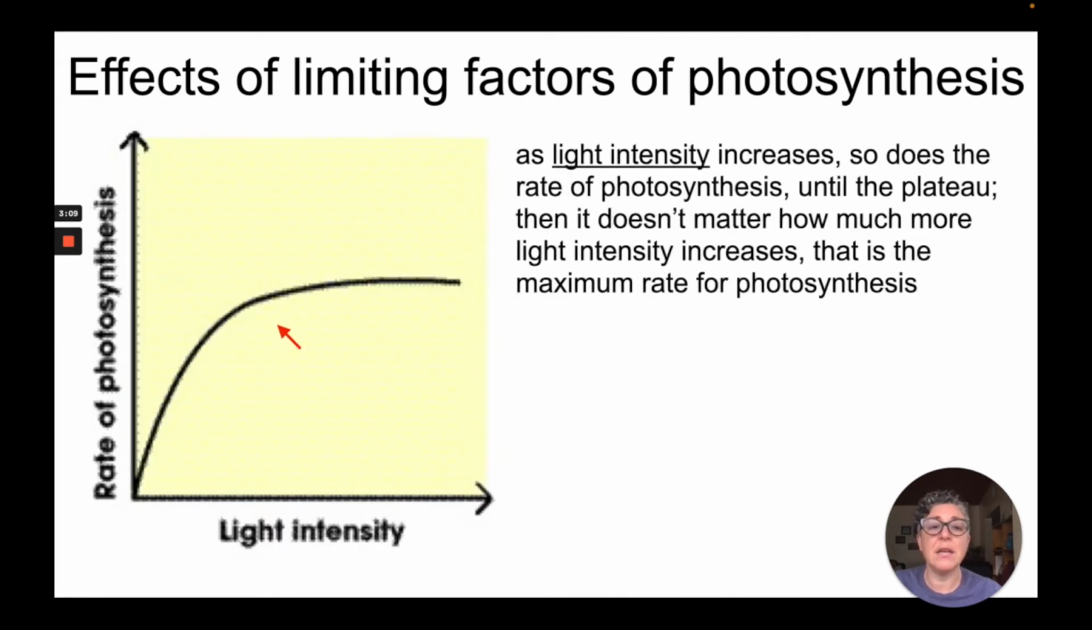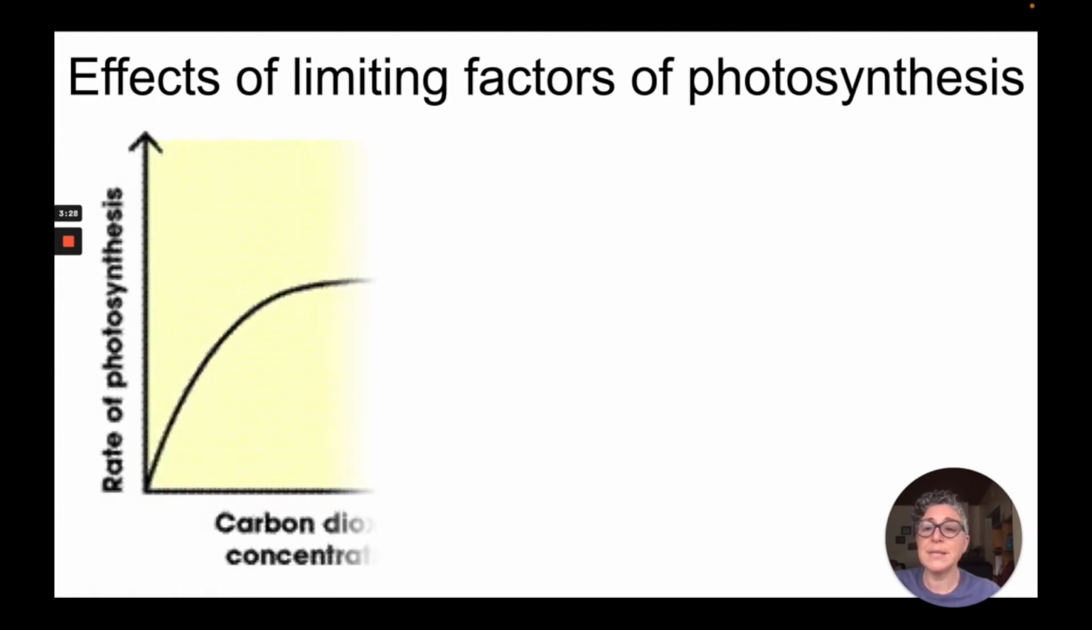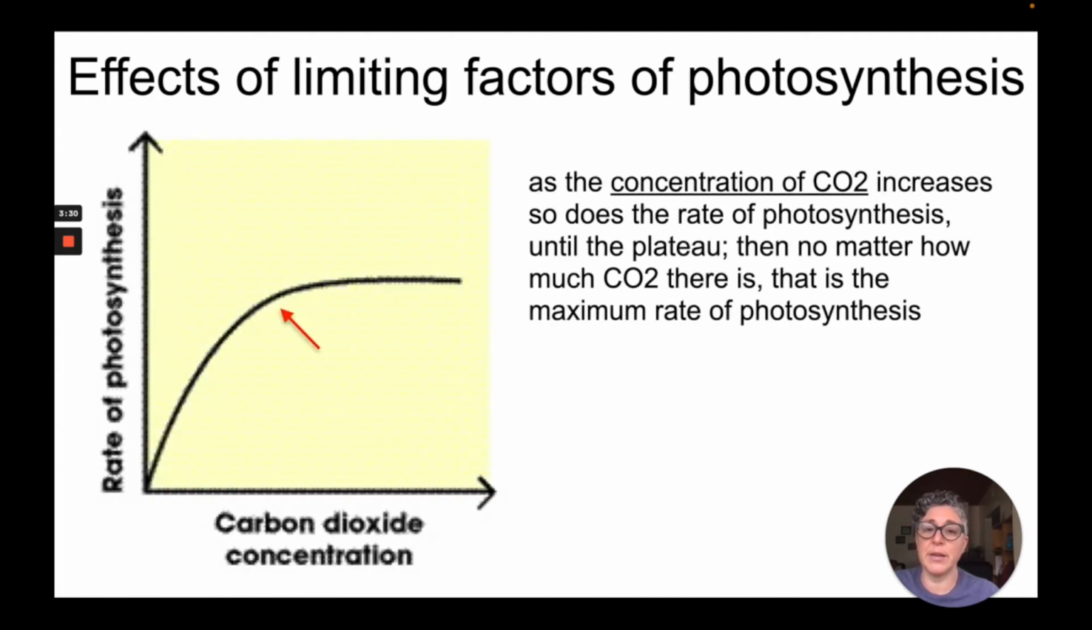Light intensity will also increase, and so does the rate of photosynthesis until a certain point. Then it plateaus. It really then doesn't matter how much more you increase light intensity. That is going to be the maximum rate for photosynthesis, indicated here with the arrow. We see a similar situation with carbon dioxide. As carbon dioxide concentration increases, so does the rate of photosynthesis until the plateau. Then no matter how much carbon dioxide concentration increases, there is going to only be that maximum rate of photosynthesis. It does not increase beyond that.